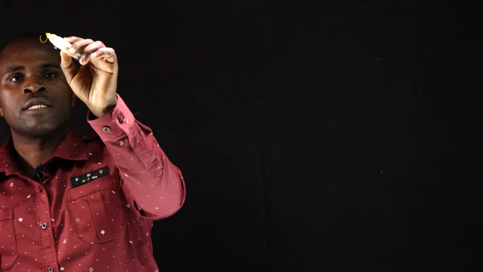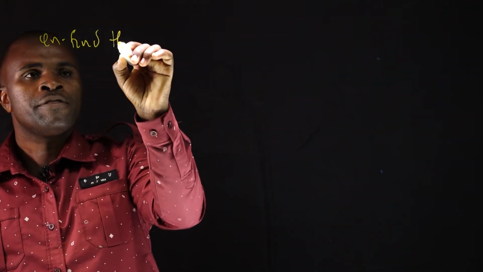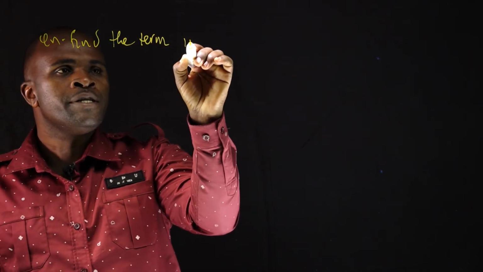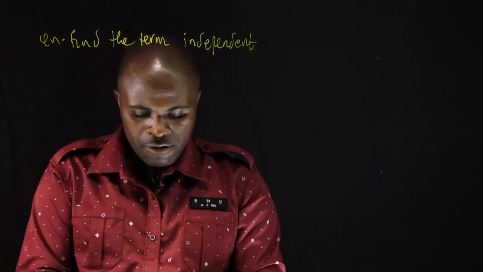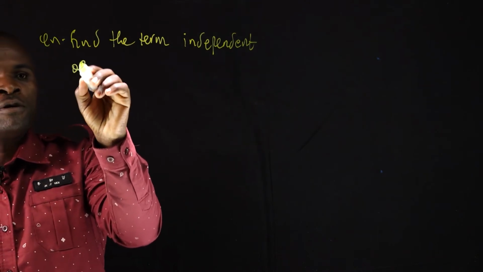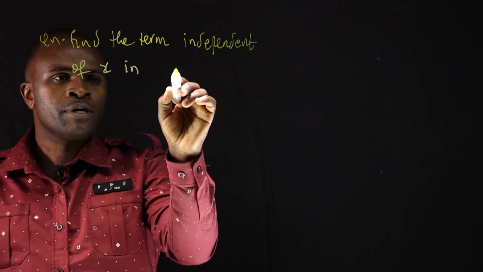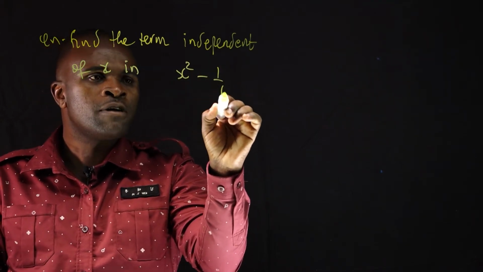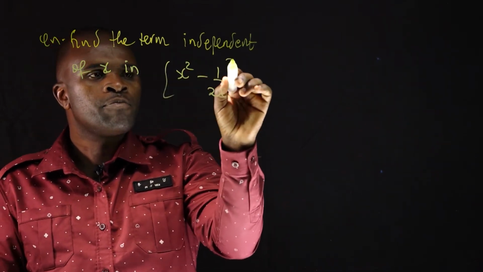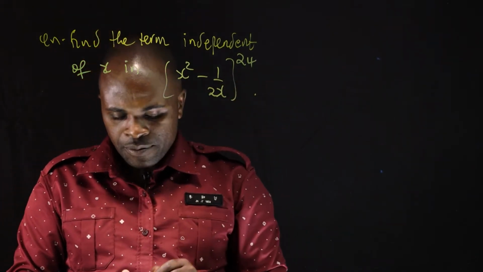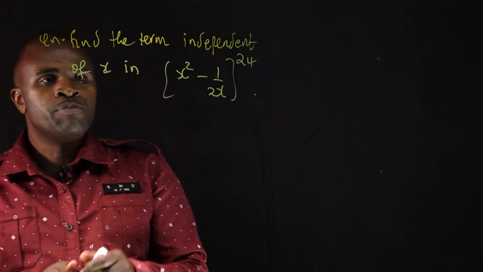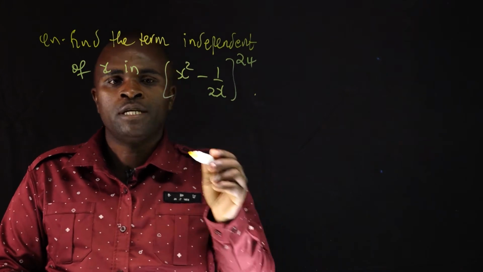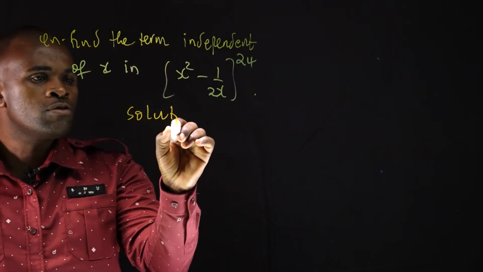So with that concept now, here is another question. Find the term independent of x in, let's say, (x² - 1/(2x)) to the power 24. In this class of problem, it is interesting to check this. What is important is that you must first refer to our general formula of the binomial. So here, the solution.